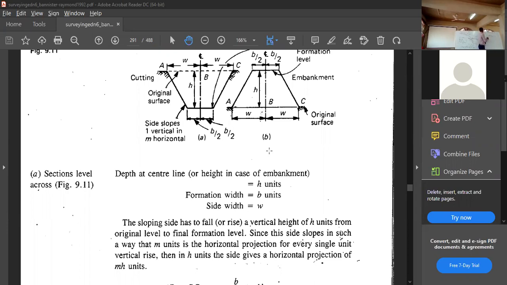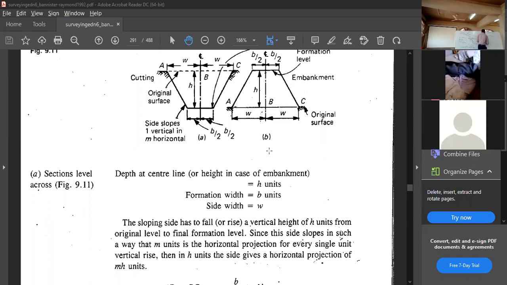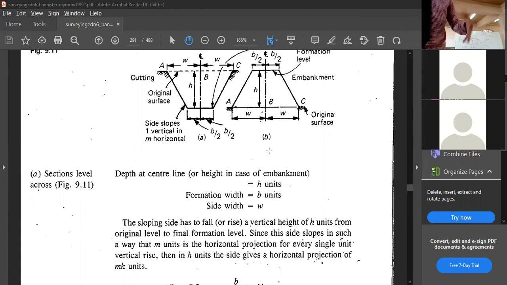So the B from here to here, W is half of the width from the actual sides of the road. Based on that, in the case where we have a cut, where do we find the formation width? A or B? Which one of them is the formation width? B, because why B? Why is B the formation width?